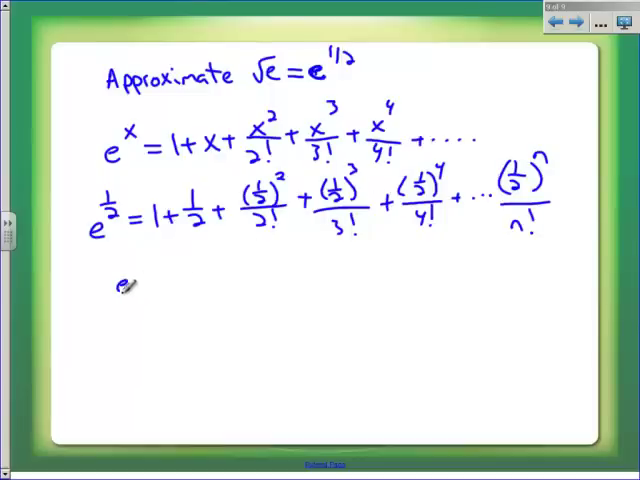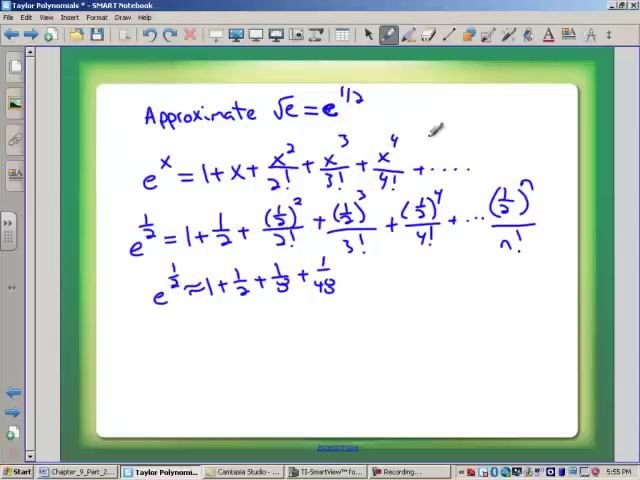So let's say that e to the 1/2 is approximately equal to 1 plus 1/2 plus 1/2 squared is a 4th, divided by 2 is 1/8, and 1/2 cubed is 1/8, divided by 6 is 1/48. Let's stop there. Now, I'm just going to go to my calculator and see how close that is. I know that's not exactly right, but let's see how close the approximation is.